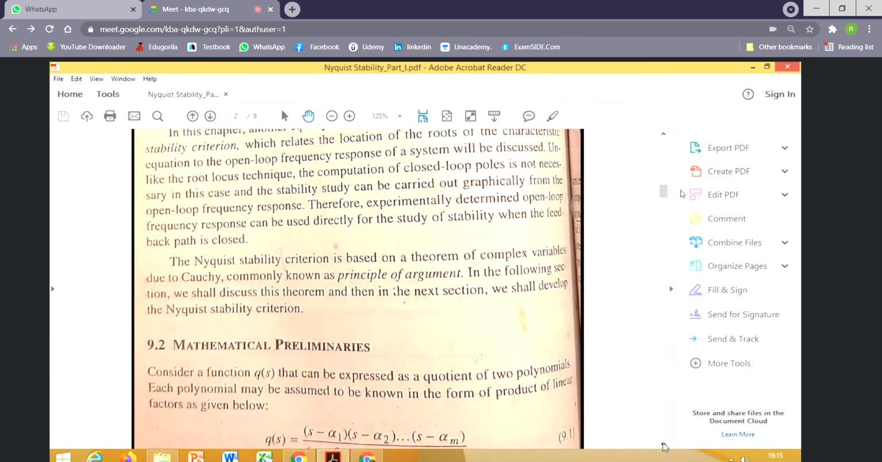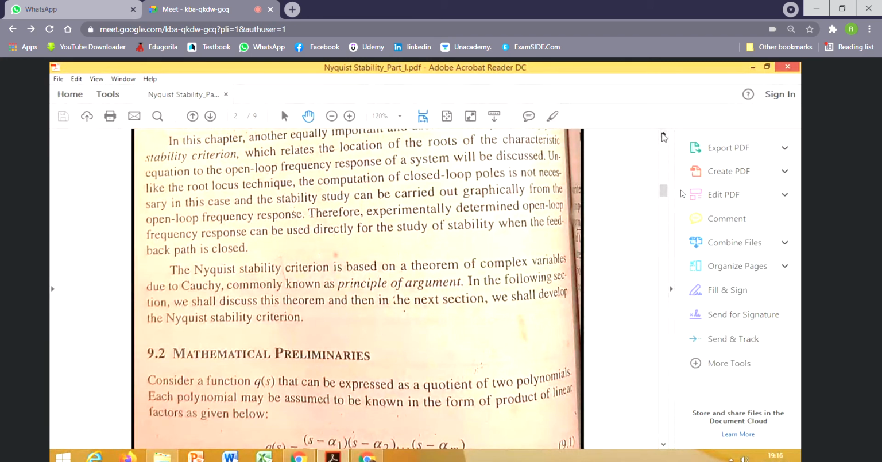And very easily we can ascertain the stability, be it relative stability or absolute stability, of the system using this particular frequency domain based technique. Number one.